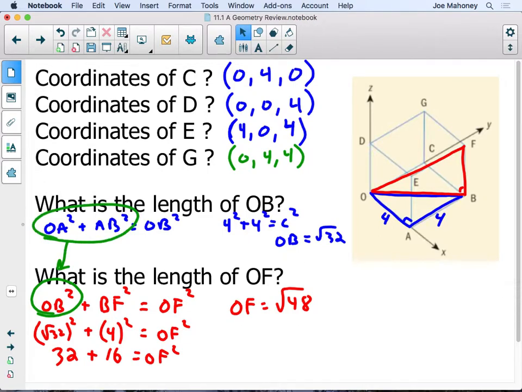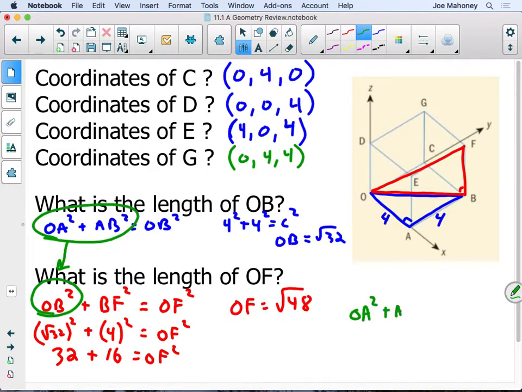So we could almost do a super Pythagorean theorem here. We could do a three-dimensional Pythagorean theorem. So that's pretty neat. We could have said OA squared plus AB squared plus BF squared equals OF squared.